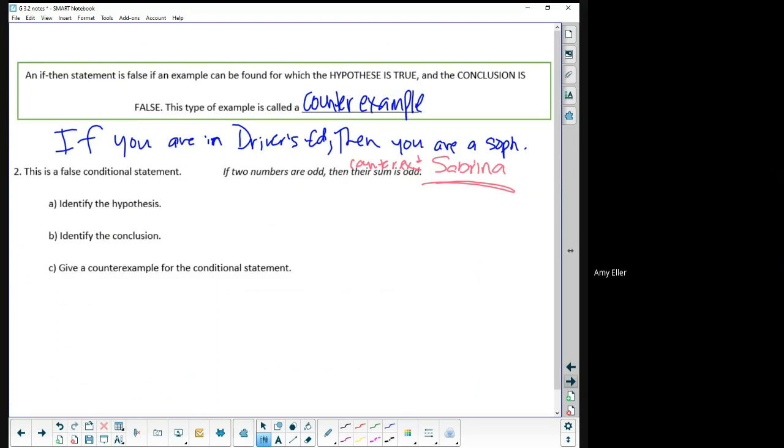So let me read the statement in the box again. It says, an if-then statement is false. Ding, ding, ding. Ours was false. If an example can be found for which the hypothesis is true. Sabrina, was that true for you? You were in driver's ed? The hypothesis is true and the conclusion is false. Was this part false?